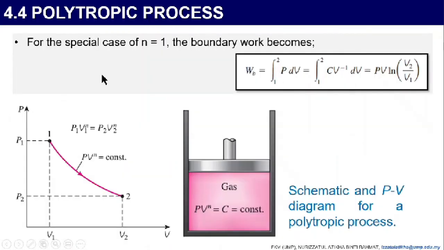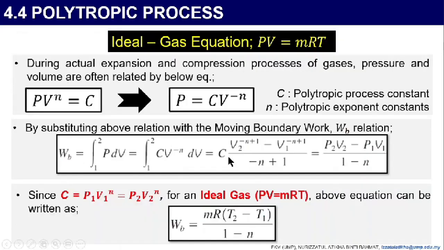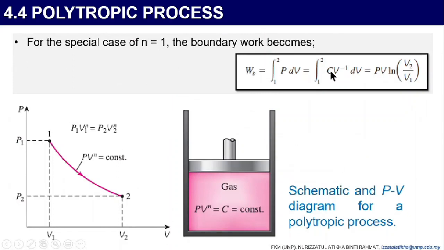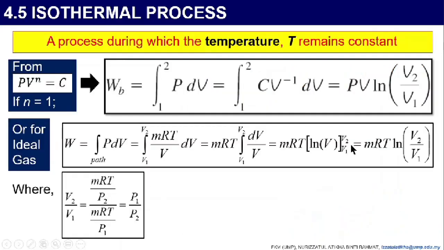Now, this is just another equation. If the n here is equal to 1, then you can simplify the equation some more: WB equal to PV ln(V2 over V1). Yes, this is for the polytropic process.